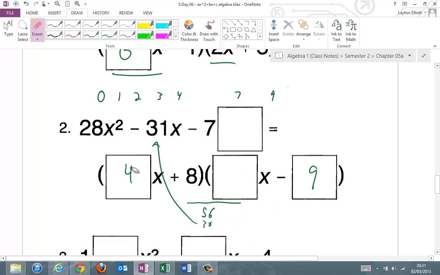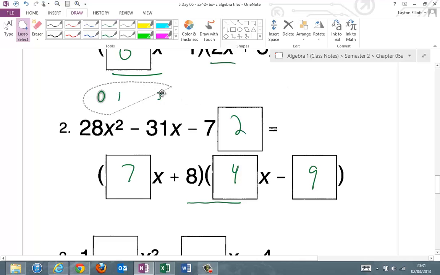So let's try switching the 7 and the 4, or just switch places. Okay, now I get 8 times 4 is 32. And 9 times 7 is 63. And 63 minus 32 is 31, so that works. My outer and my inner check now, and give me the middle term. And then my last, 8 times 9 was 72. We knew that from before. So I get rid of the 7, the 9, the 2, and the 4, leaving me with the 0, 1, and 3 for the last set.